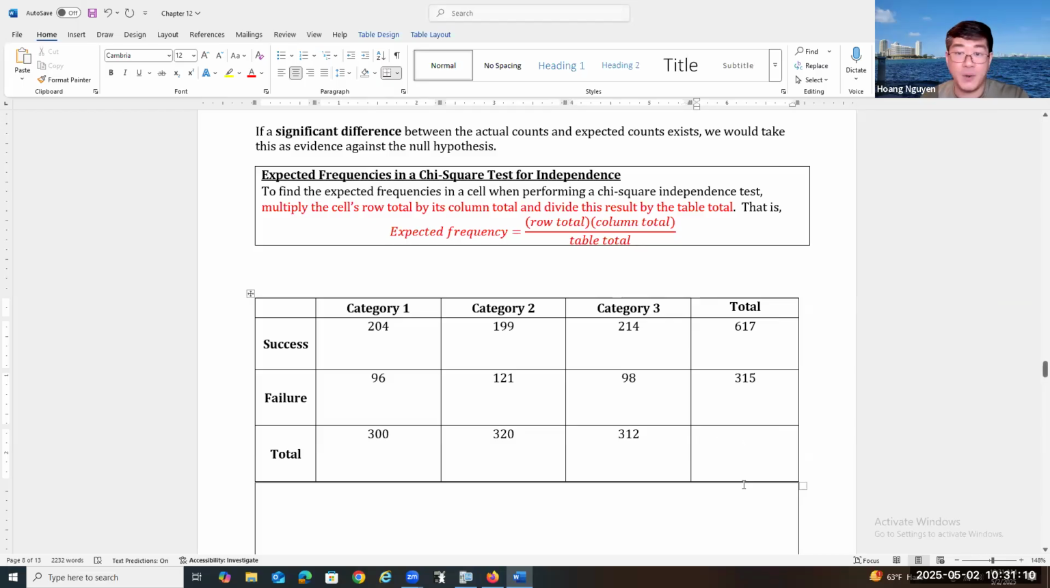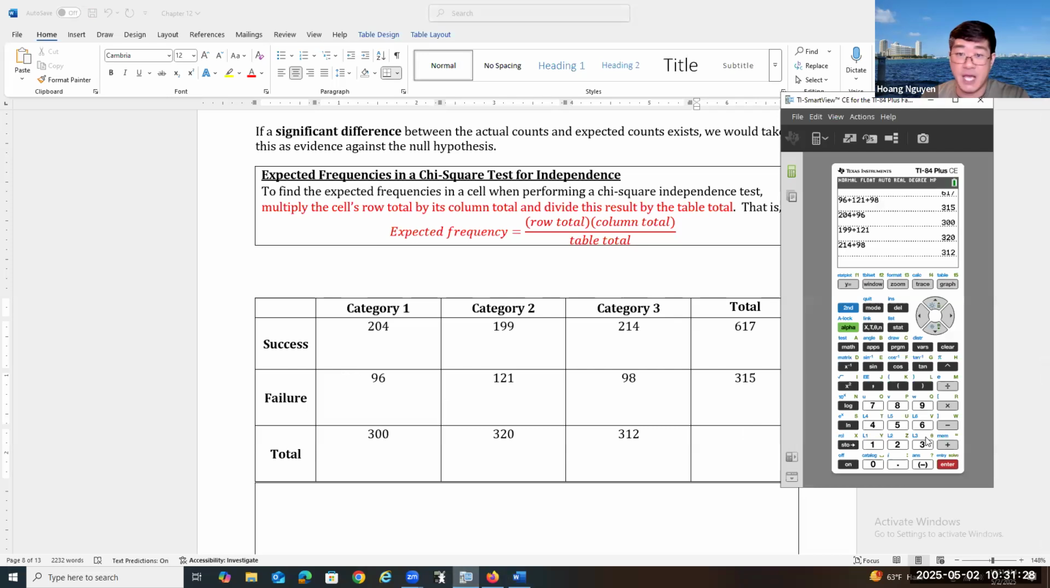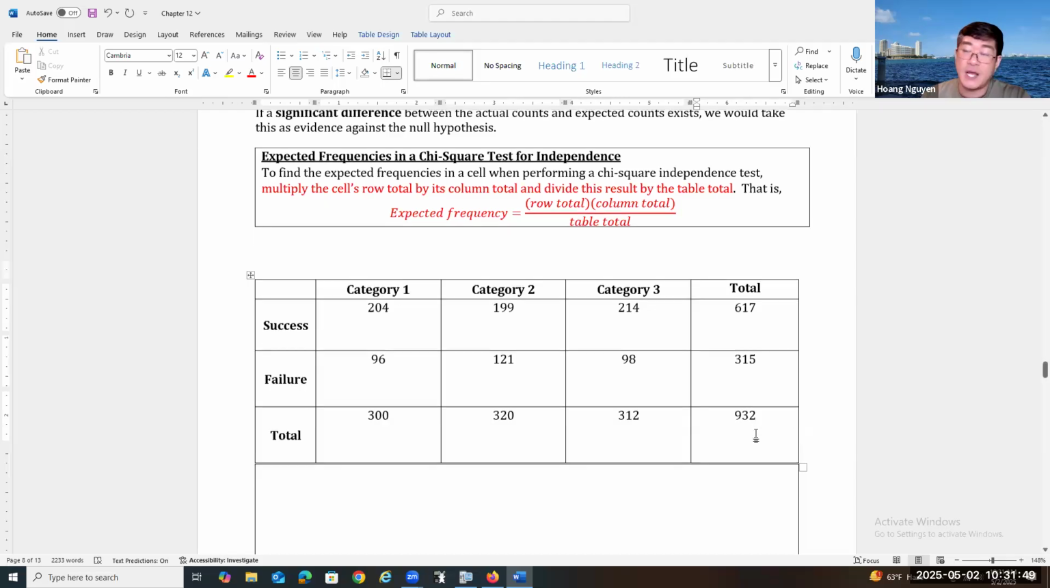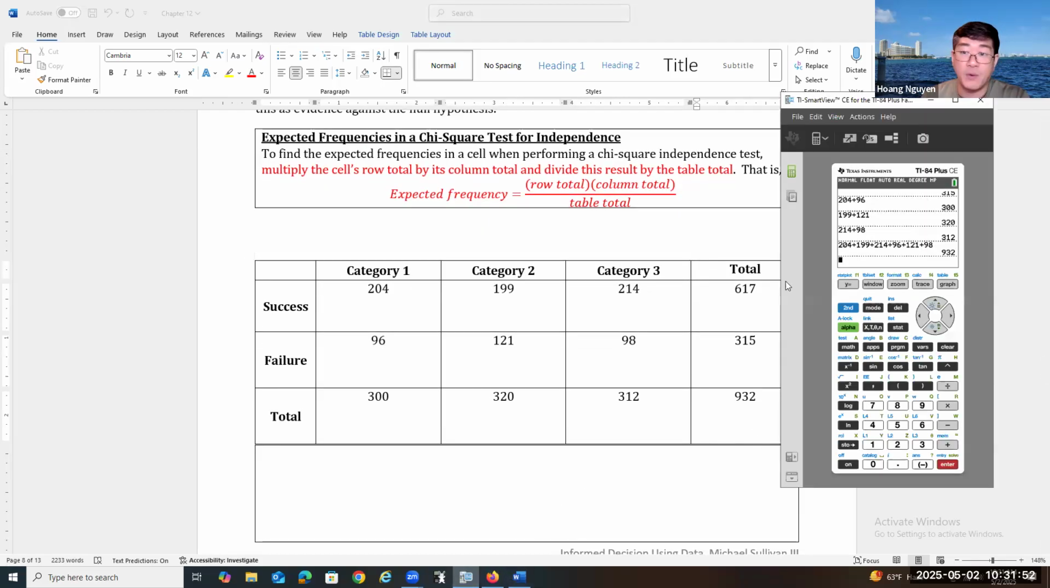Now, in order to get the table total, you can add up the totals of the rows together, or the totals of the columns together, one or the other, right? Or you can add up the numbers inside the table right here. That's going to be the table total. So that's 204 plus 199 plus 214 plus 96 plus 121 plus 89. Okay, so the table total is 932.